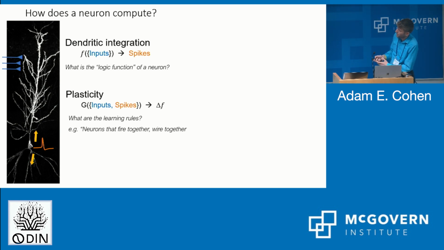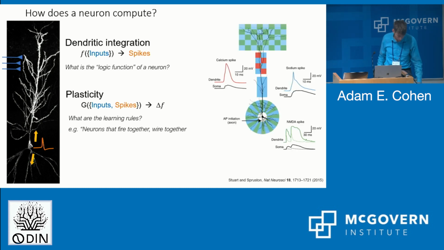So how does the pattern of inputs and the pattern of spikes lead to changes in the input-output function of the neuron? This is simplistically summarized by the notion that neurons that fire together wire together, but simple Hebbian plasticity is not dynamically stable. You'll get runaway plasticity where the synapses that get stronger become more correlated, which then makes them stronger and so on. And so you need some more complex plasticity rules.